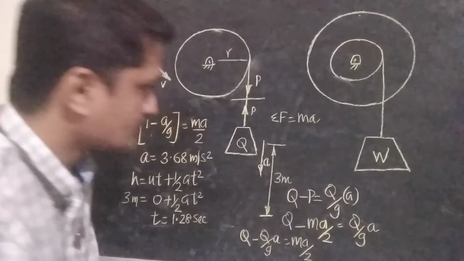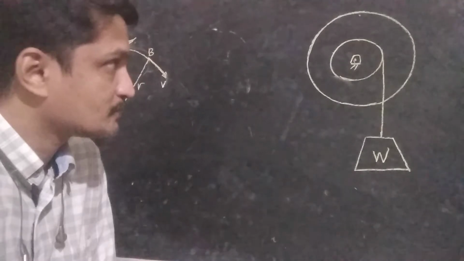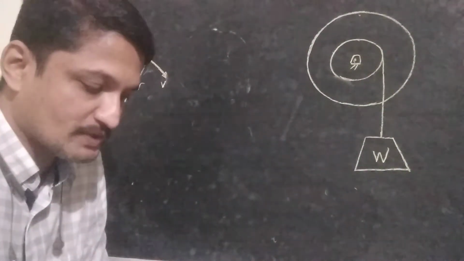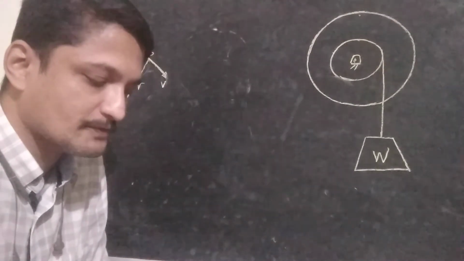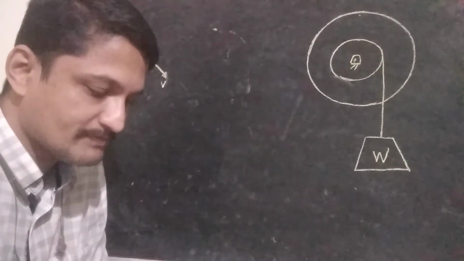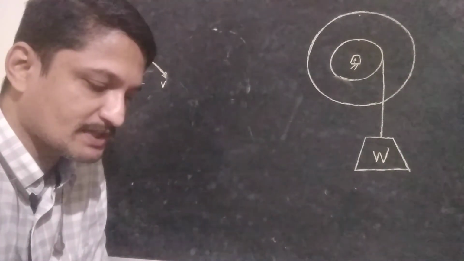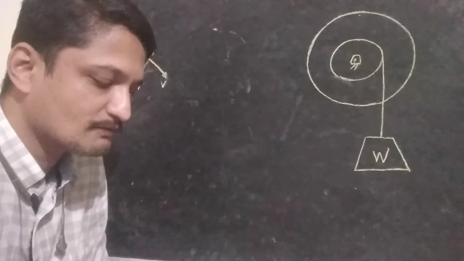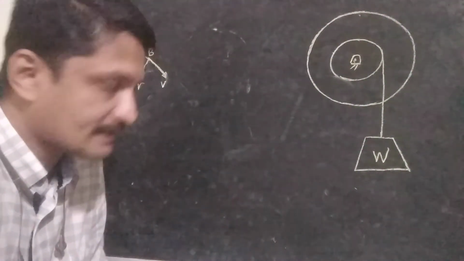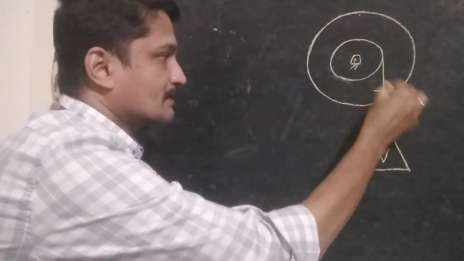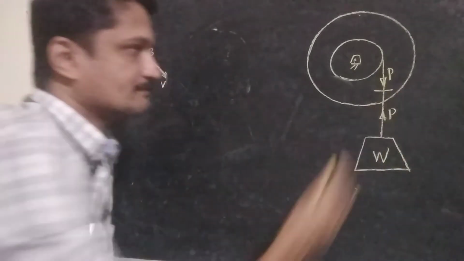Okay, next problem. The rotor and the shaft weigh 2500 Newton and the radius of gyration with respect to the axis of rotation is 250 mm. Calculate the acceleration of the falling weight 450 Newton if the shaft radius is 125 mm. Here again we can mark the tension like this, P.